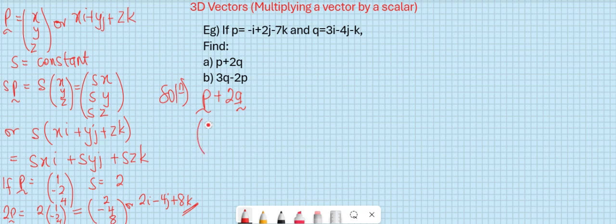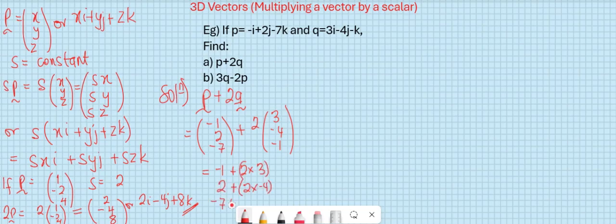We have (1, -2, -7) for the vector P. We are taking the coefficients of i, j, and k respectively, plus 2 times, let's look at Q, (3, -4, -1). And this will give us 1 plus 2 times 3, -2 plus 2 times -4, and -7 plus 2 times -1.